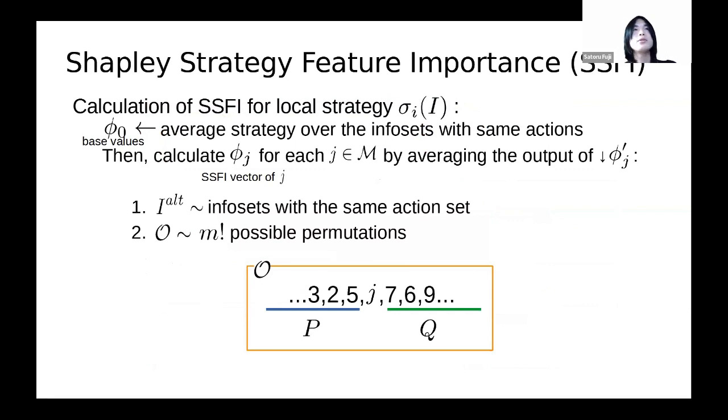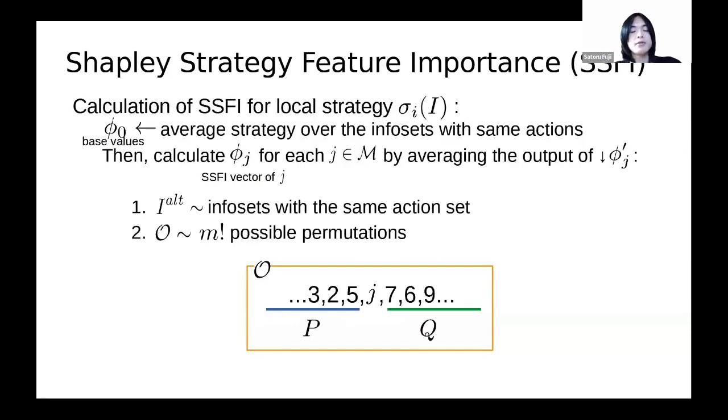Secondly, I'll talk about SSFI. Calculation of SSFI for local strategy sigma on info set I is done like this: setting phi0 to be the average strategy over the info sets with the same actions, then calculating phi-j, the SSFI vector of j, by averaging the output of the following procedures.